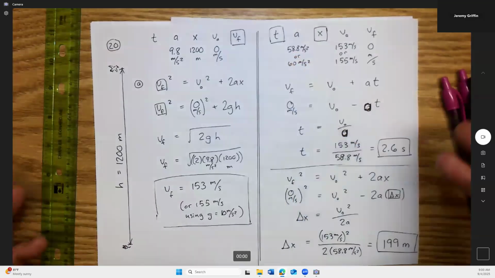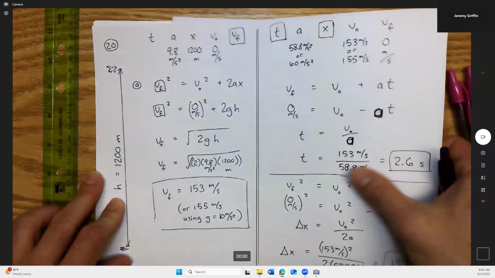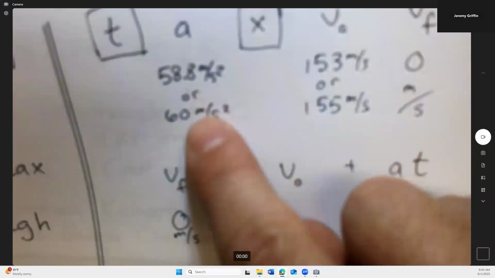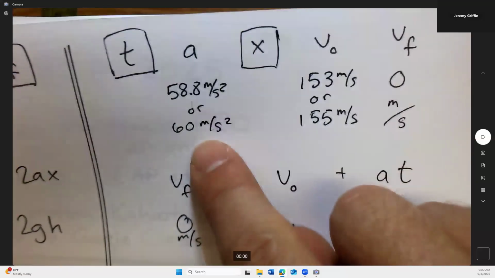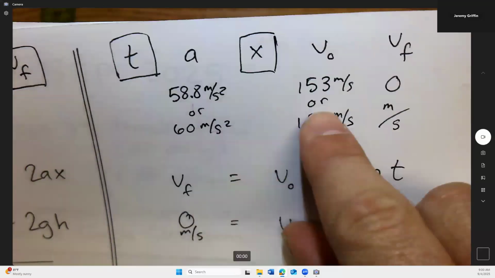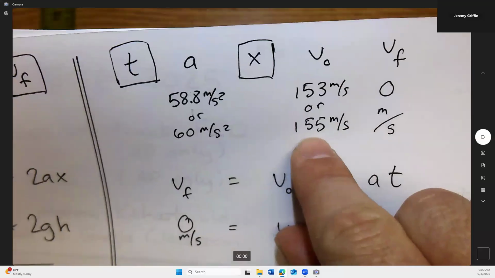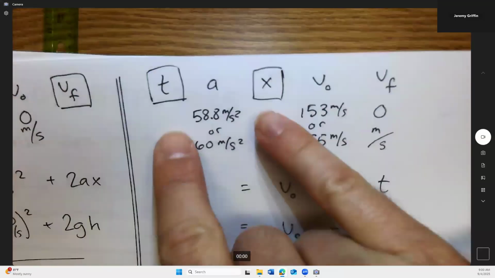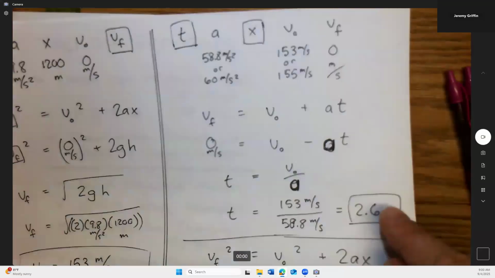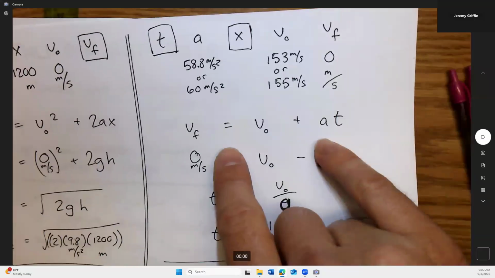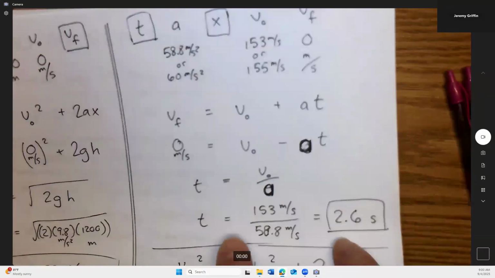Because every 1G is 10 meters per second squared. Right? Now, you could either use 58.8 or 60. Either one's fine. Right? Meters per second squared. Starting from, well, yeah, pick your favorite initial velocity. Okay. How much time and how much distance would that take? Okay. So pick the second kinematic formula to solve for time. I got 2.6 seconds, like that.